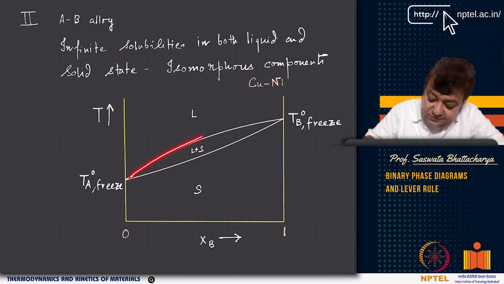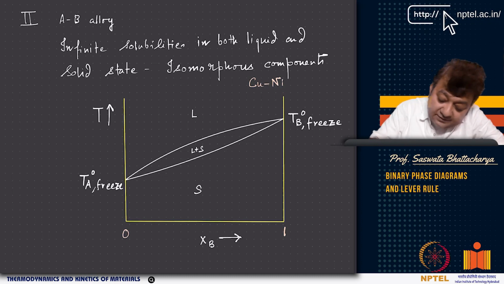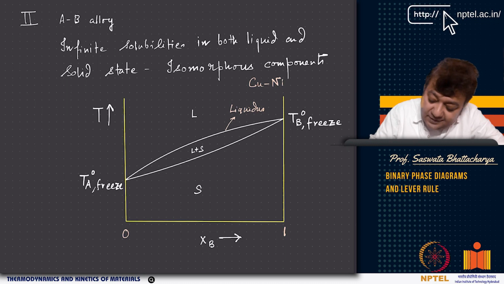So this lens has one part which separates liquid from the two-phase liquid plus solid, and there is the other part which separates liquid plus solid from solid. So this part has one name, and this part has another name. This curve is called the liquidus, and the other part, separating the two-phase region from the solid, is called the solidus.